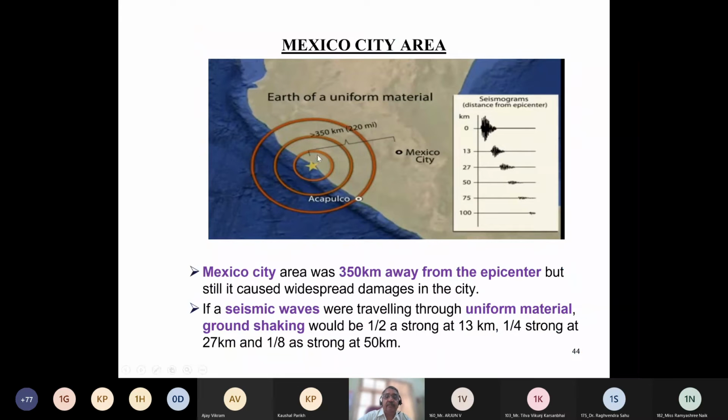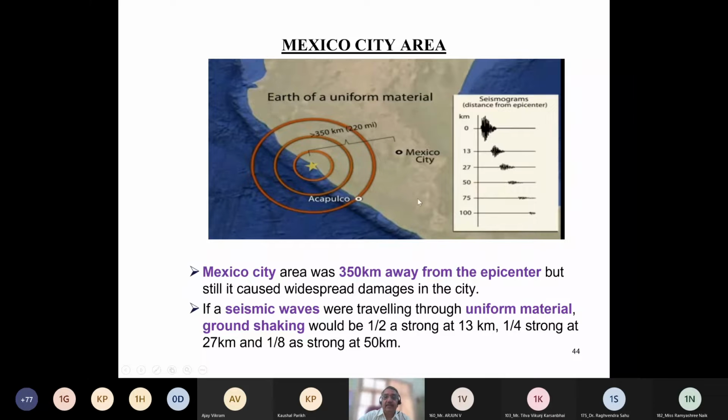So this is what happened here. Mexico City is about 350 kilometers from this point of rupture, or epicenter, of the earthquake. Mexico City was 350 kilometers from the epicenter, but still the earthquake caused widespread damage in the city.